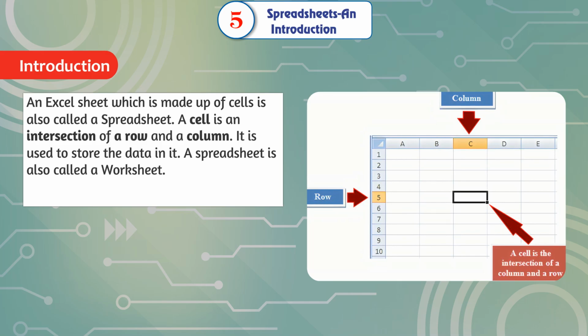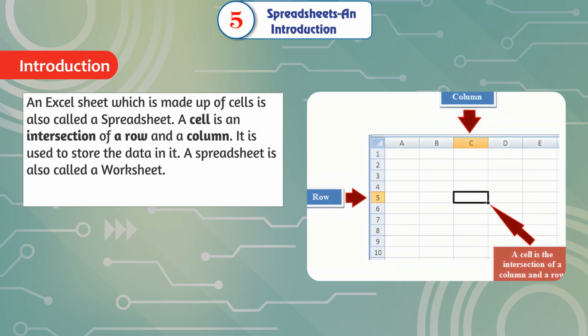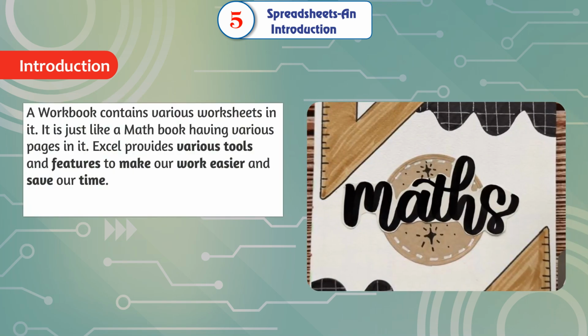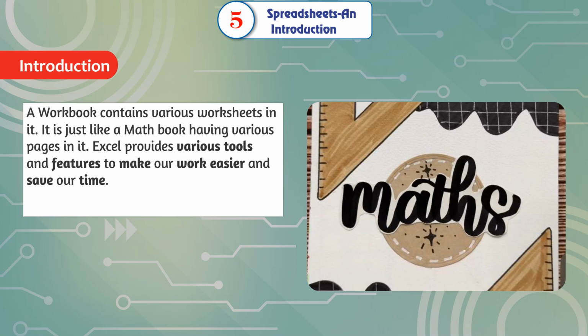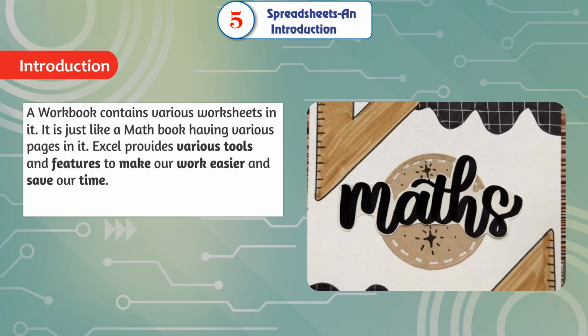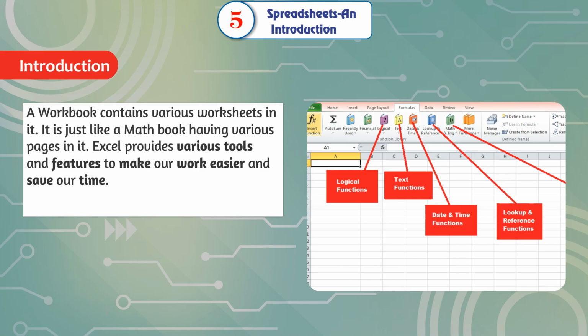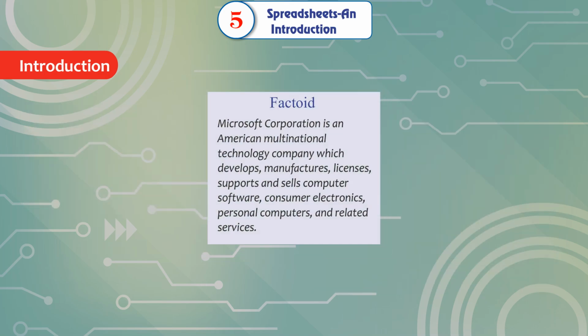A cell is an intersection of a row and a column. It is used to store the data in it. A spreadsheet is also called a worksheet. A workbook contains various worksheets in it. It is just like a math book having various pages in it. Excel provides various tools and features to make our work easier and save our time.